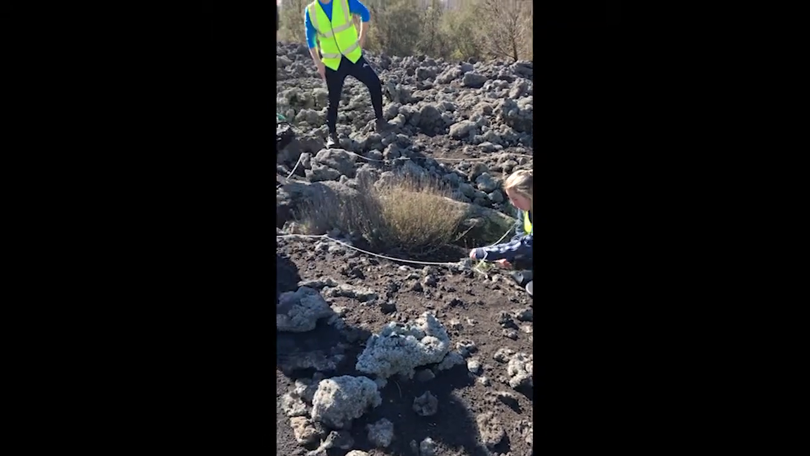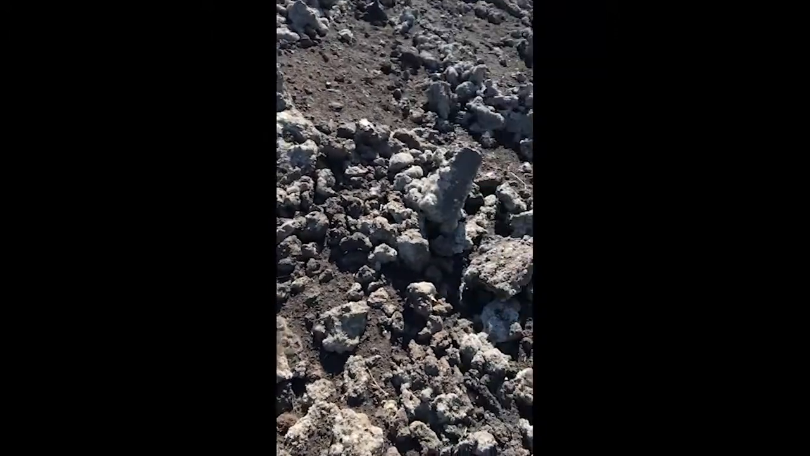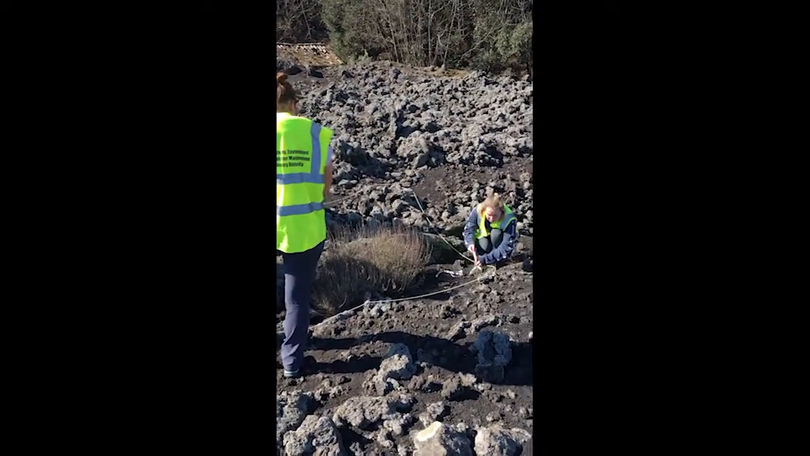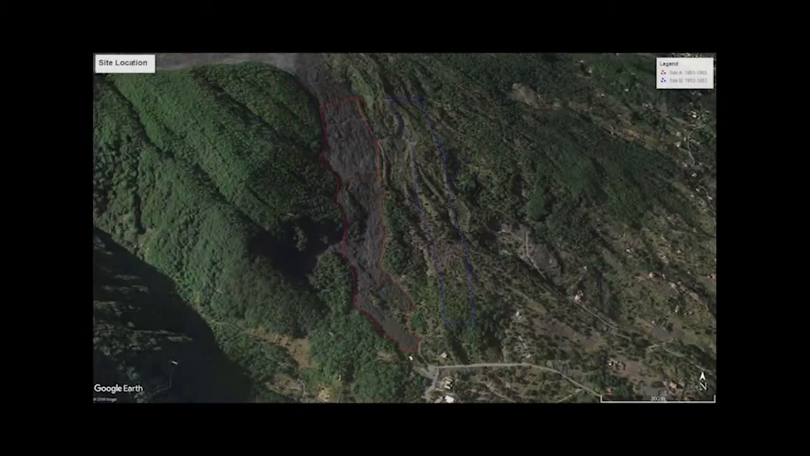This project will concentrate on the Meso-Mediterranean vegetation belt, which is between 500 to 1,000 meters. At Site A, the lava flow occurred in 1991 to 1993, and at Site B, the lava flow occurred in 1852 to 1853.